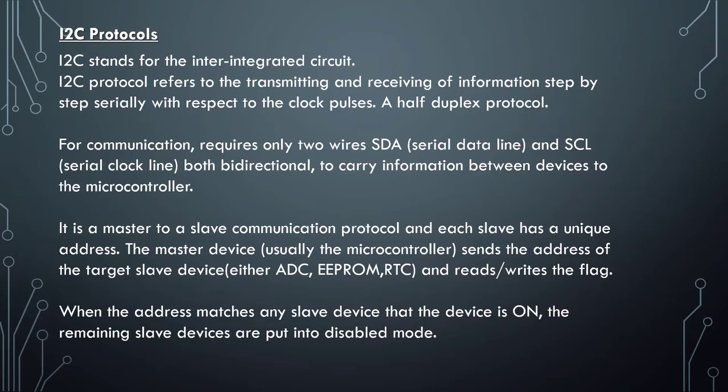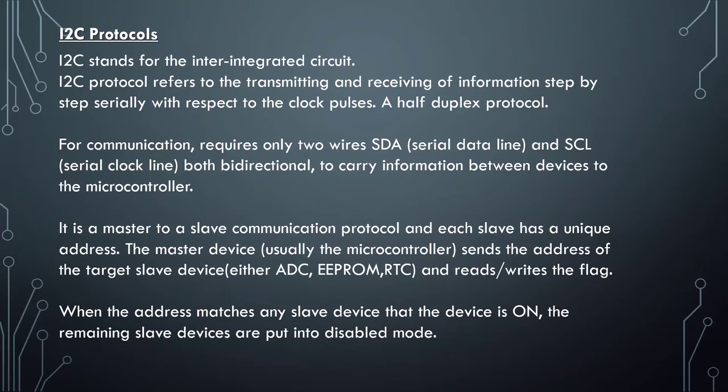So the I2C protocol refers to the transmitting and receiving of information step by step, serially, with respect to the clock pulses. For communication, we require two wires, the SDA and the SCL, whereby SDA refers to the serial data line, while the SCL refers to the serial clock line. Both of them are bidirectional, so they can carry information between devices and the microcontroller. As we had seen in the internship program, the I2C protocol from the microcontroller to the RTC, the real-time clock, requires two wires, the serial data line and the serial clock line.